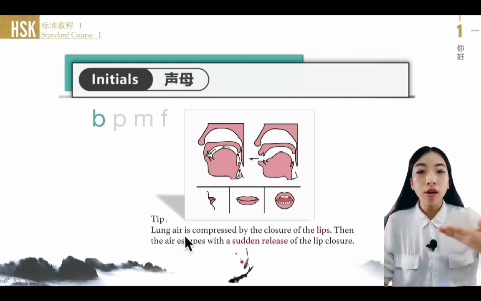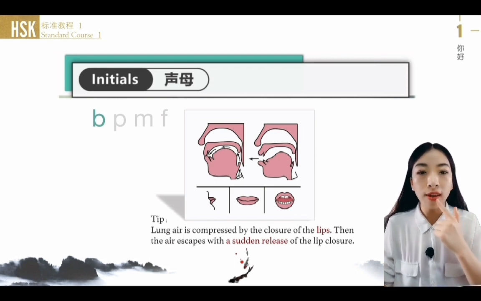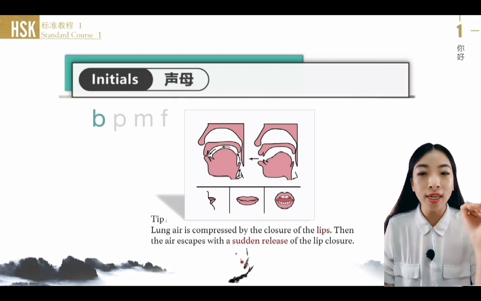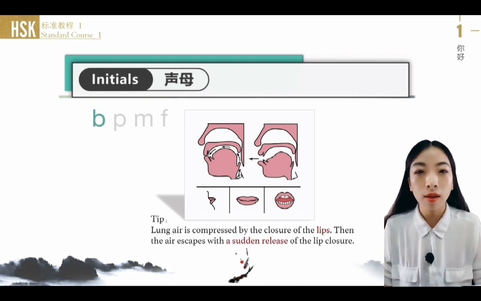B. Air is compressed by the closure of the lips. Then the air escapes with a sudden release of the lip closure.